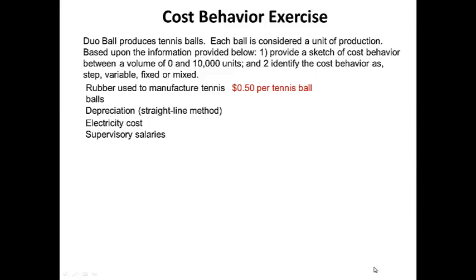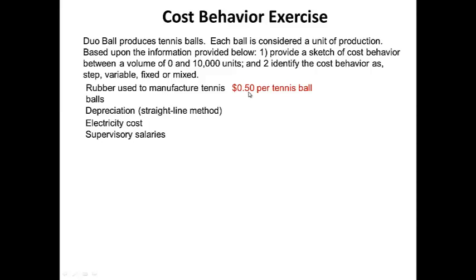So let's go ahead and take a look at the first item here. The first item is rubber used to manufacture the tennis balls. And right now we know the rubber cost is 50 cents per tennis ball. Now, what you need to do is do a very quick sketch of what you would consider that cost curve to look like between 0 and 10,000 units. And then secondly, based upon what you sketched in that cost curve, determine the cost behavior. It is a step cost, variable, fixed, or mixed cost.